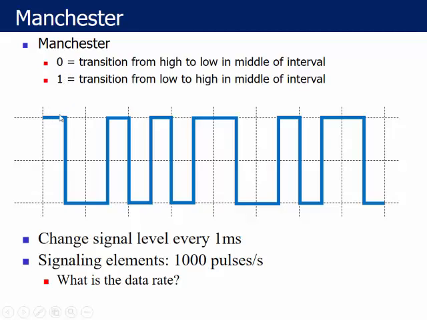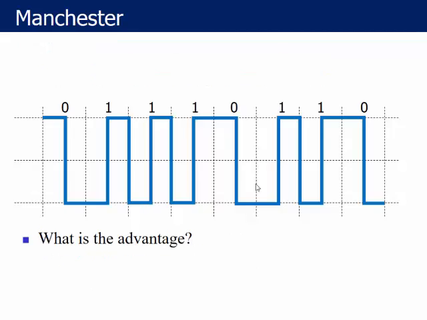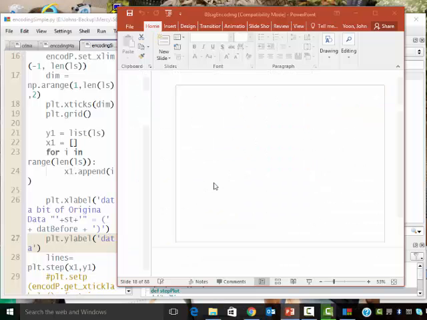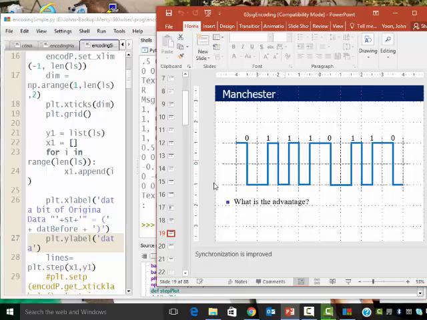So 0 means from high to low, 1 means from low to high, and so on and so forth. So if we have 0, then high to low, 1, then there's a low to high, and so on and so forth. So what are the advantages of this? It's synchronization. It's improved. What do we mean by that?